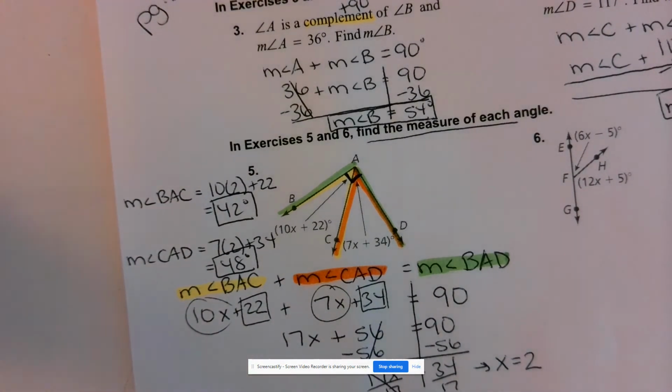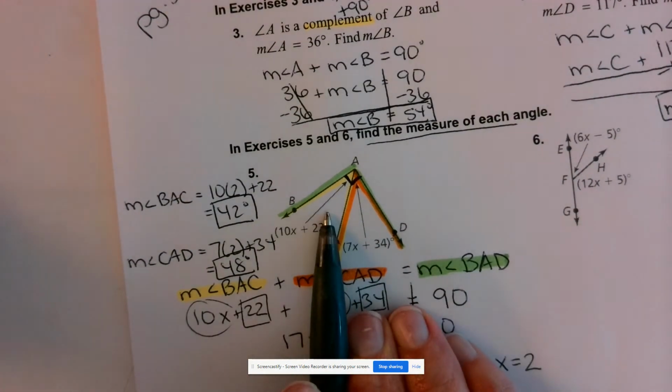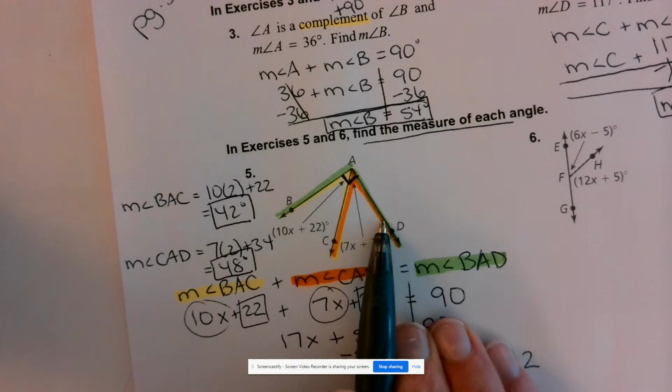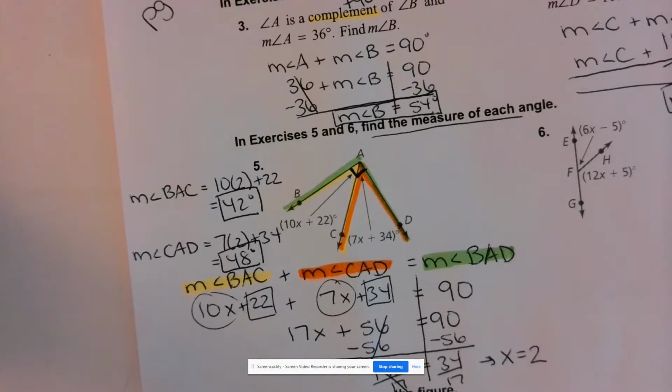And I can always check my answer. Does this make sense? Does the 42-degree angle plus the 48-degree angle add up to equal 90 degrees? And the answer is yes.